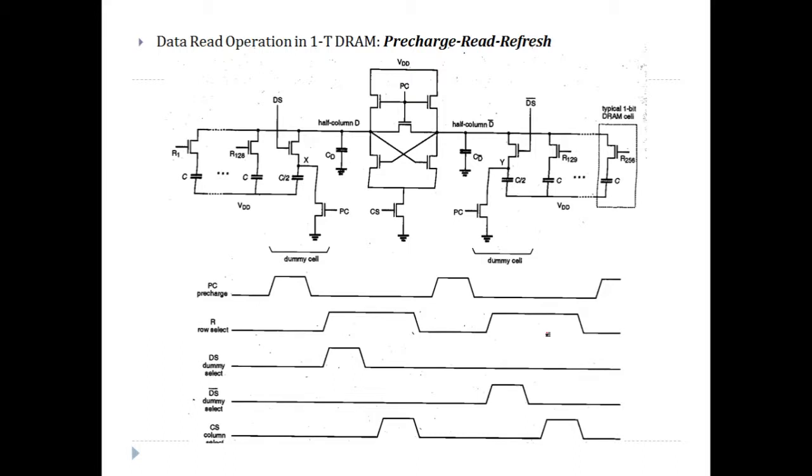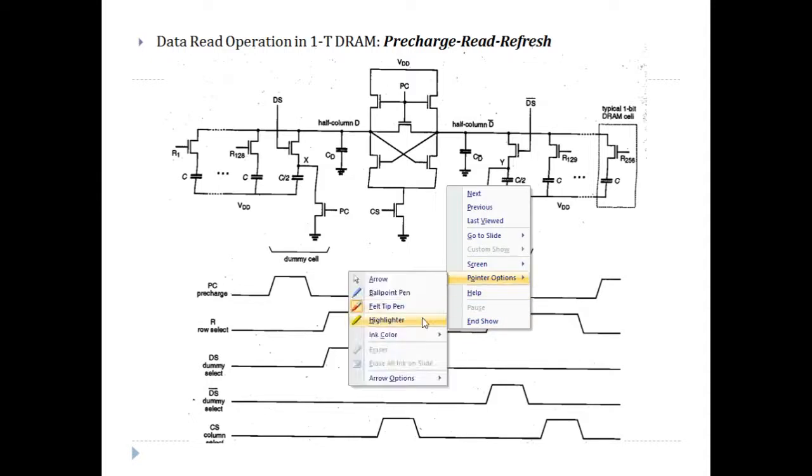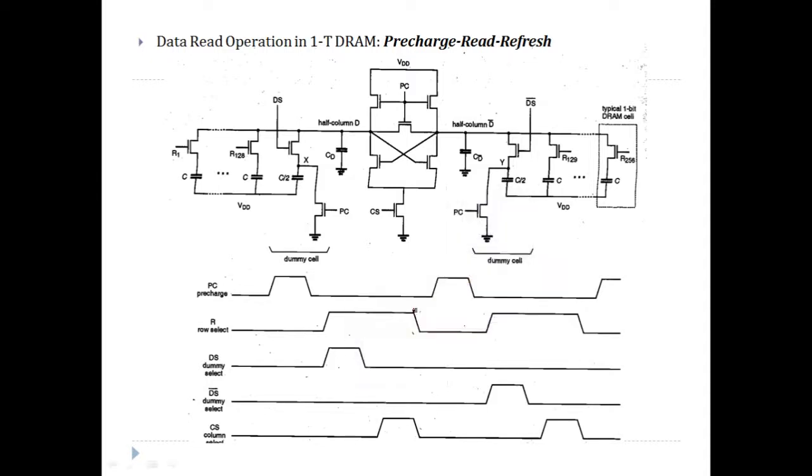First phase is pre-charge phase, second phase is read phase, and third phase is refresh phase. Now here, let's consider an example. Let's consider a connection which consists of 256 rows.